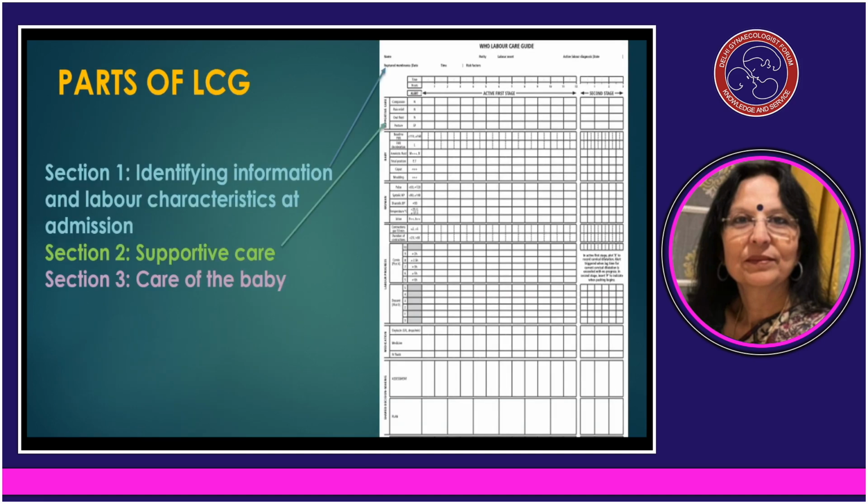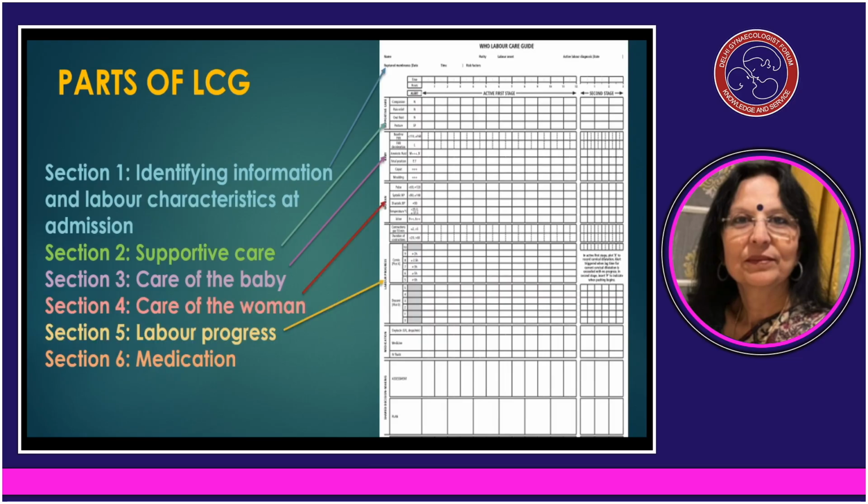So let us see the parts of the labor care guide. The first is identifying the woman. The second is the supportive care. The third is the care of the baby. Fourth is the care of the woman. Fifth is the labor progress. Sixth is the medication. And the seventh is shared decision making. Next.